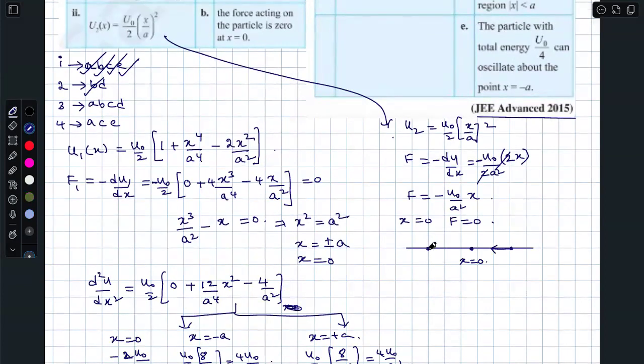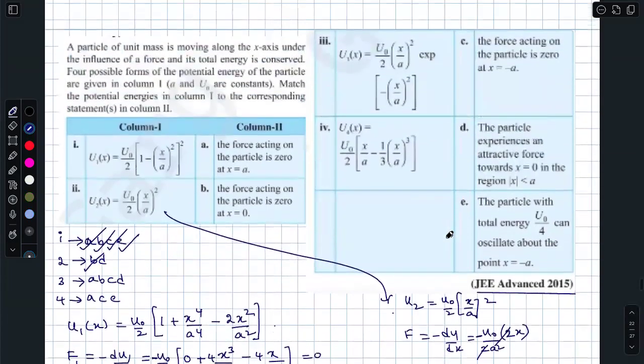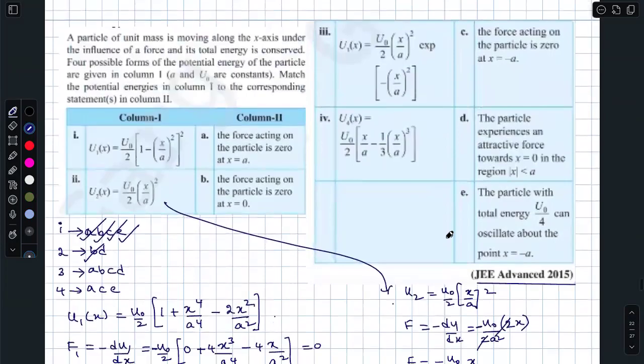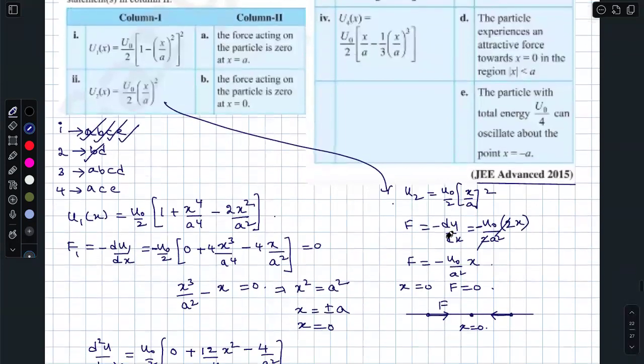If it is here, it will experience a restoring force like this. That is the meaning. Put x is equal to some x1, for example, f is negative. Put x is equal to minus x1, f is positive. So what should come out of this? The particle experiences an attractive force towards x is equal to 0 in the region x less than a. You have represented it correctly with the graph and diagram.